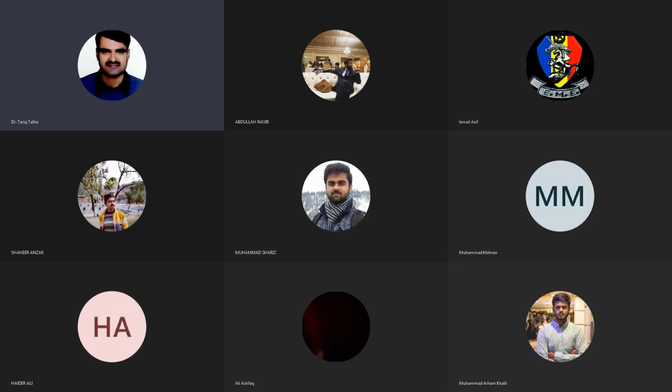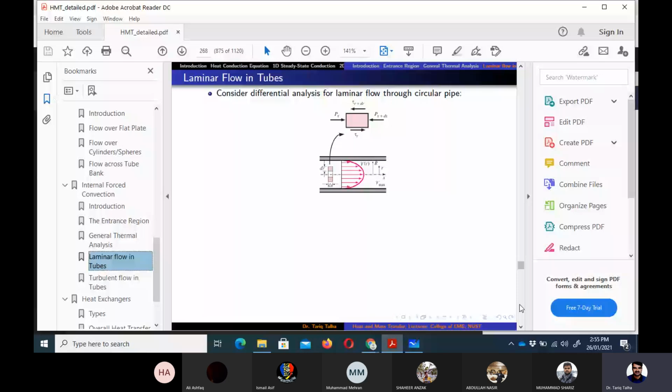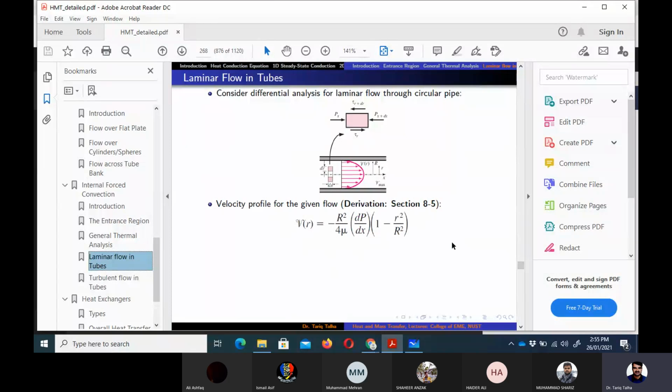Previous week we were discussing laminar flow in tubes. For that we did a couple of analyses. First of all, we did the laminar flow for the tubes. In that we know that the velocity profile is given by the relation, which you can derive from the conservation of linear momentum in the fully developed laminar steady pipe flow.